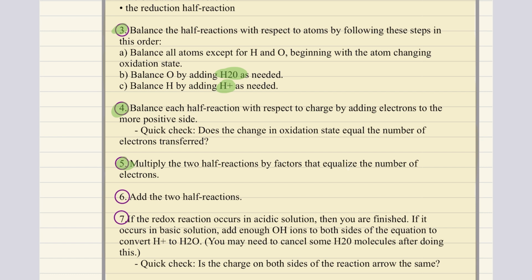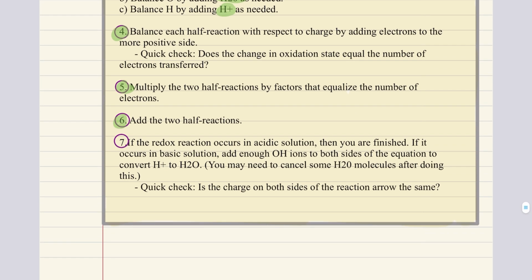Then we want to equalize electron transfer. To do that, we will multiply the half reactions by appropriate coefficients so that the number of electrons lost in oxidation equals the number gained in reduction. Next, we can combine the half reactions. We will add the 2 reactions together, ensuring that electrons cancel out, and we're going to combine reactants and products into a single balanced equation. Now, if the redox reaction occurs in acidic solution, then we're done. We can just do a quick verification and that's it.